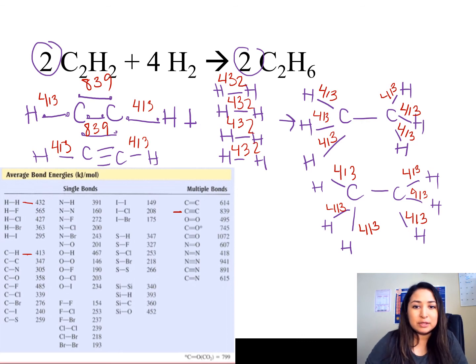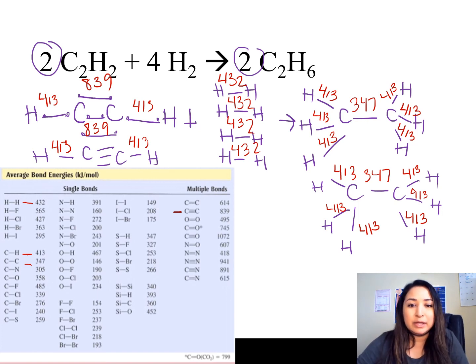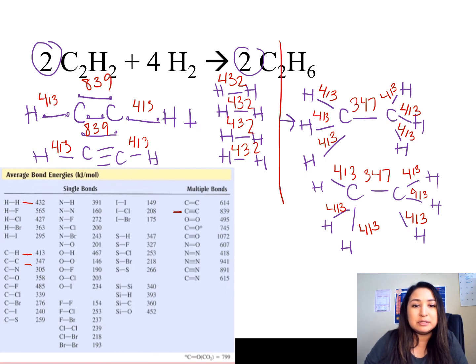Okay, so everything's all in place. Now we just need the carbon to carbon single bond. So from carbon to carbon is 347. Just do a double check, make sure that every single bond is labeled. All right, so I went ahead and did that. This is where we're going to divide.